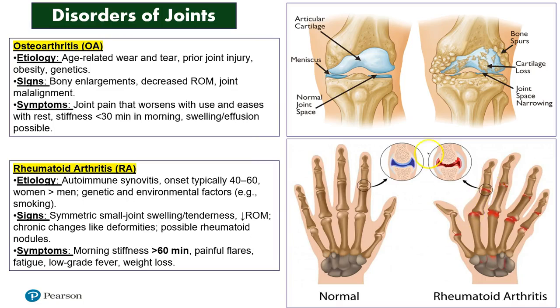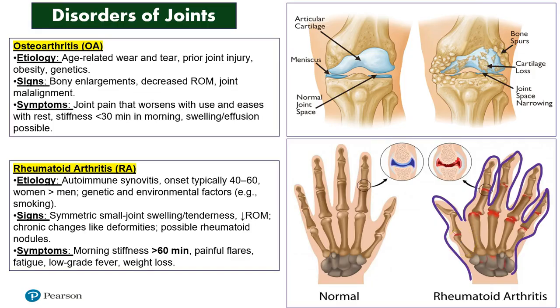So you can actually see that this is a normal hand here with normal joints. Again, you see that synovial cavity. Whereas when you have rheumatoid arthritis, that synovial cavity is super inflamed. And because of that, it can cause a lot of swelling and tenderness. And as you can see, we have a difference in shape of the hand. And that's what we mean by deformities, okay?